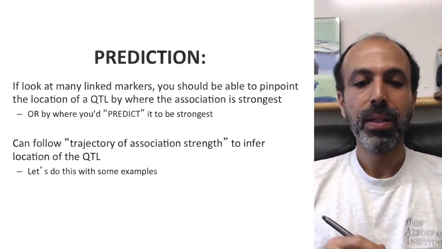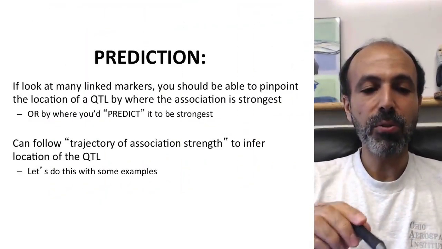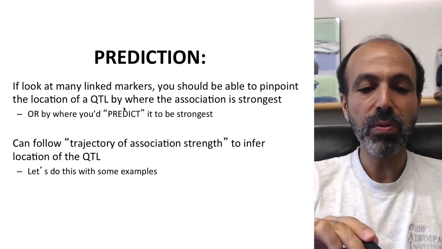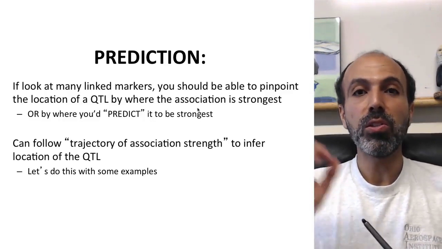Now again, as I said at the very end of the last video, the ultimate prediction is that if we look at many linked markers, we should be able to pinpoint the location of a QTL by where the association is strongest.